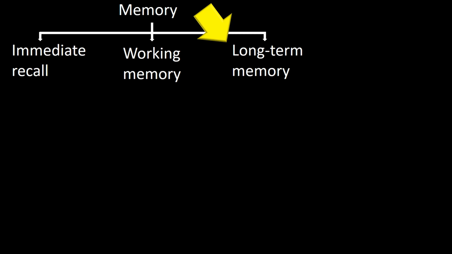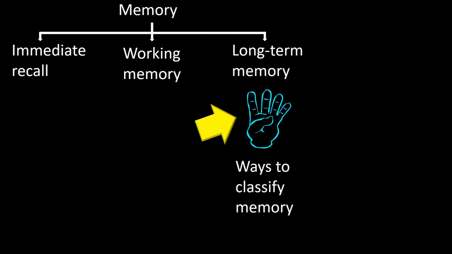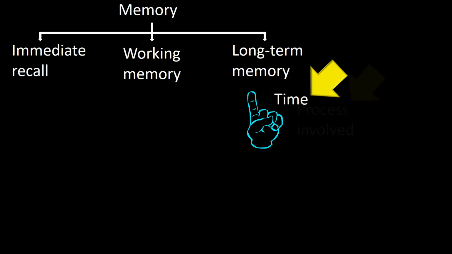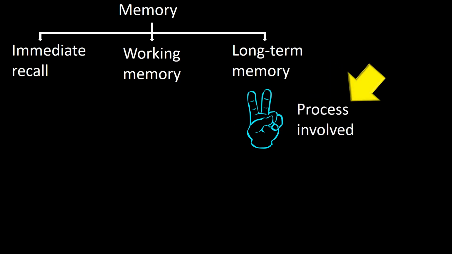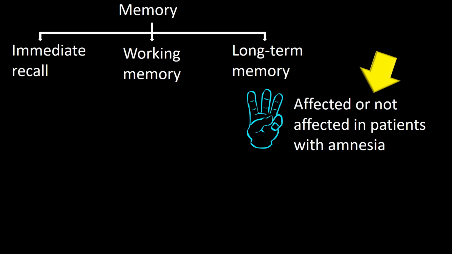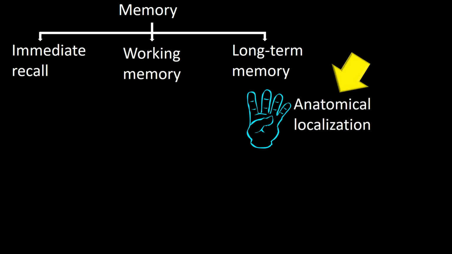Next question. Long-term memory can be classified using time. Long-term memory can be classified in 4 ways. According to time, according to the process involved, encoding or retrieval, according to it being affected or not affected in patients with amnesia, and according to the anatomical location where memory is stored.